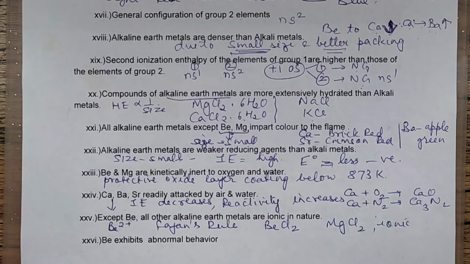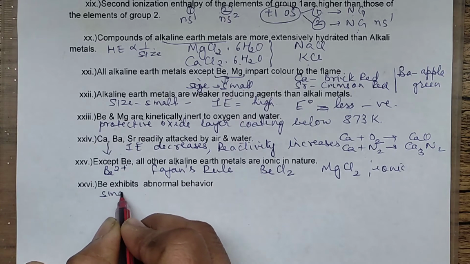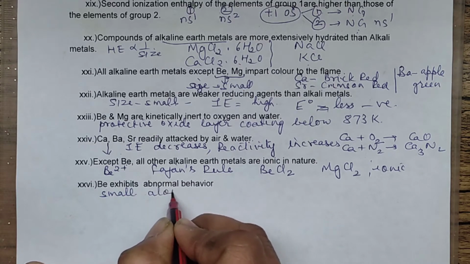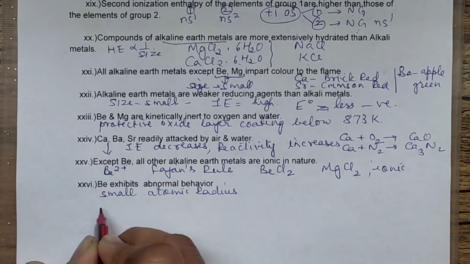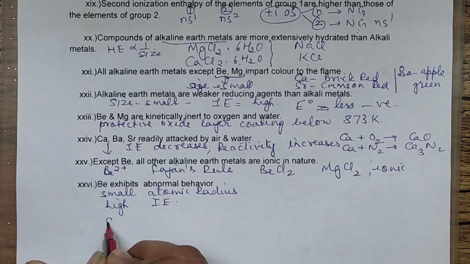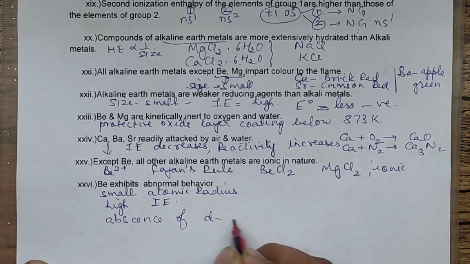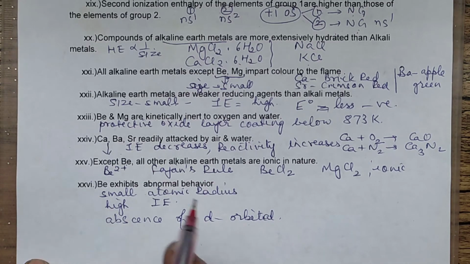Right? Now beryllium exhibits abnormal behavior. So for this, the reason we can write down: beryllium has small atomic radius, or even ionic radius is small in it. It has high ionization enthalpy and absence of d orbital. These are the three reasons why beryllium is abnormal. Okay, and it is having more properties like aluminium. Diagonal relationship it exhibits with aluminium.